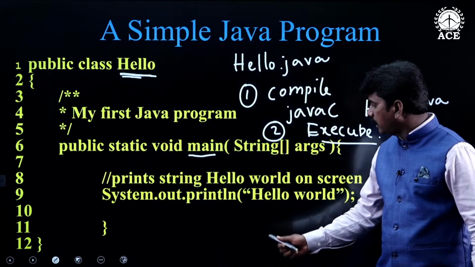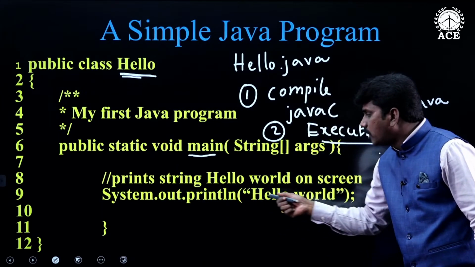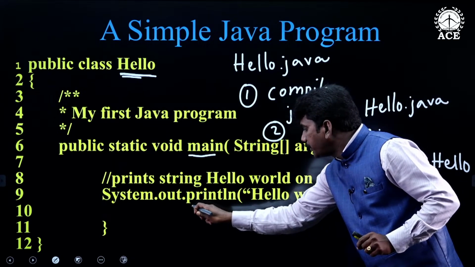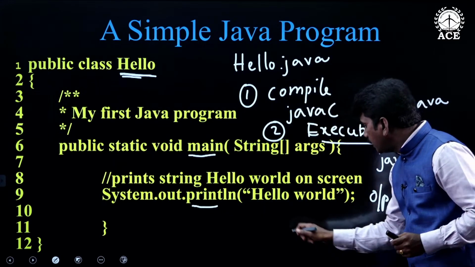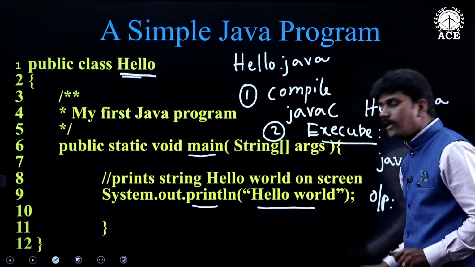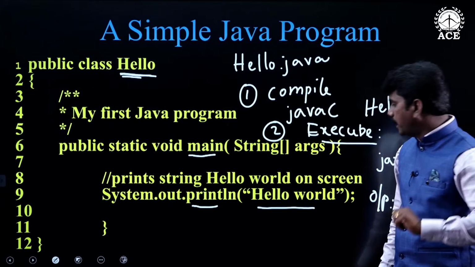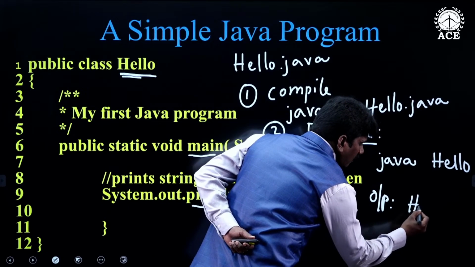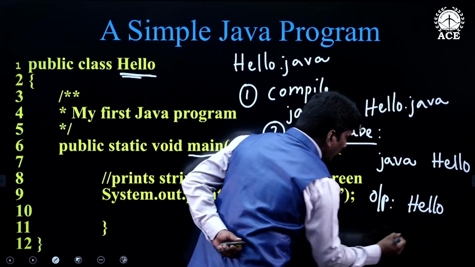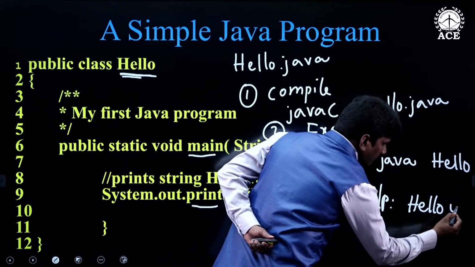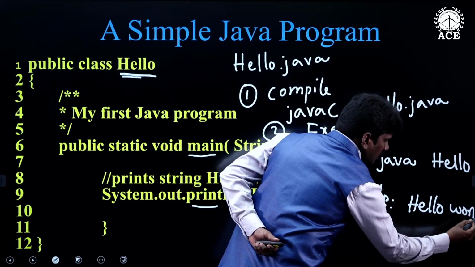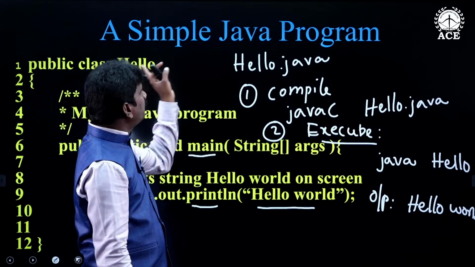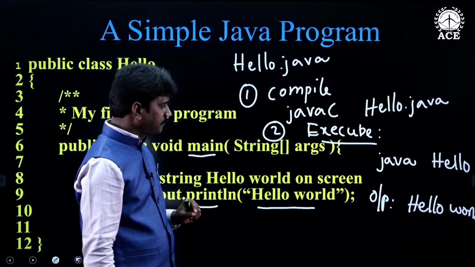The output we are going to get is what we are printing here. We can see System.out.println. To print something, we can use the method println, and inside this we have written hello world. The same statement is going to be the output, hello world. So this will be the output of our simple Java program.